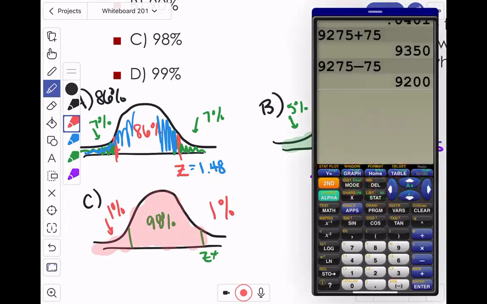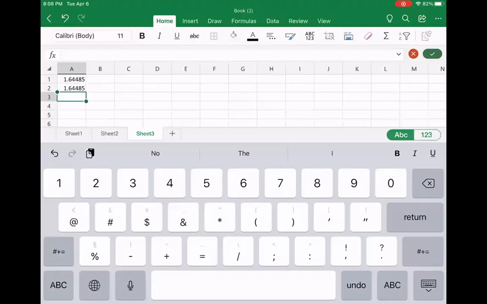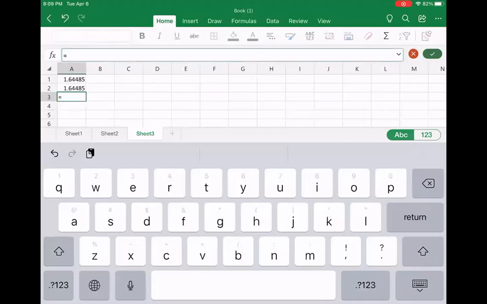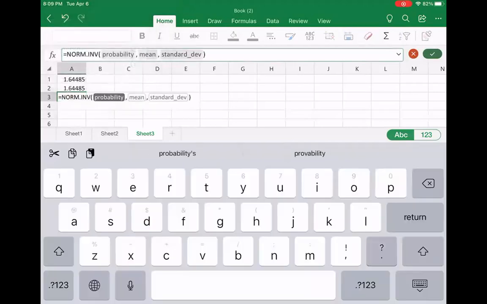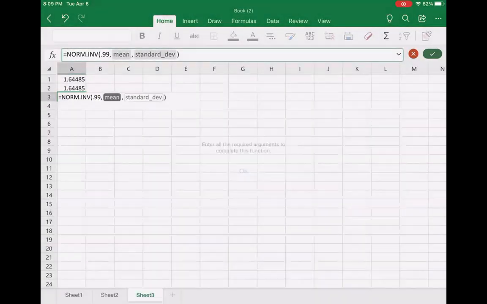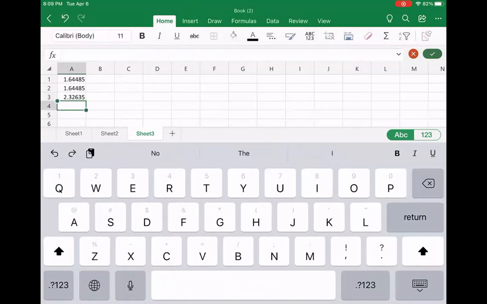99%. So I'll go to Excel and I'll do equals. I wonder if you type in just norm.inv and type in 0.99, will it automatically register. Now you've got to go to mean 0, 1. There you go. 2.326. If you want 3 decimals, Excel tells us 2.326.